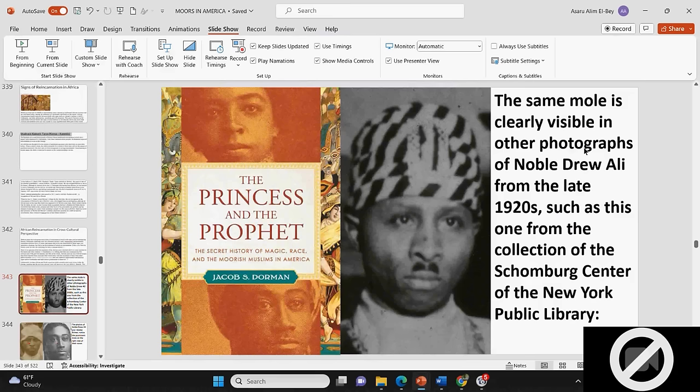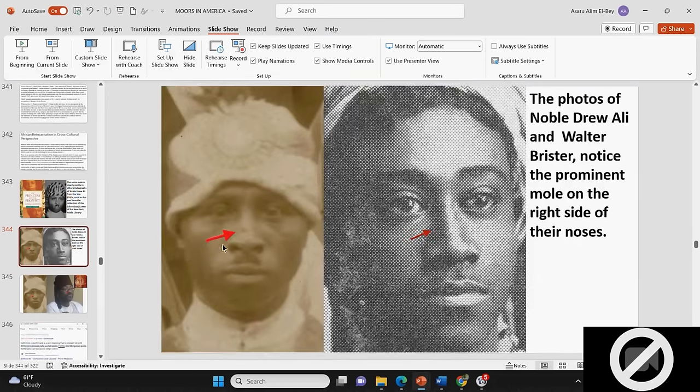The same mole is clearly visible in other photographs of Noble Drew Ali from the late 1920s, such as this one from the collection of the Schomburg Center of the New York Public Library. You see the mole on the right side of the nose. Here's the mole again. Here, he makes mention of this mole, in the photo of Noble Drew Ali.